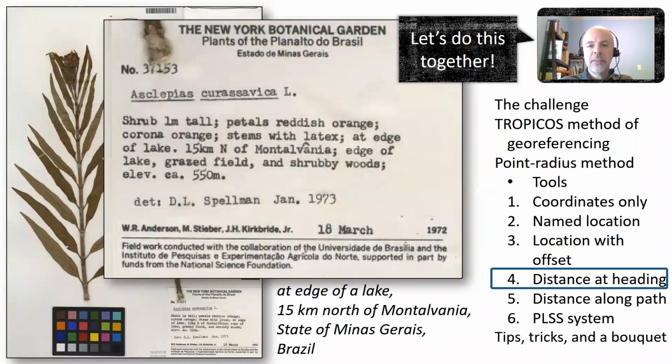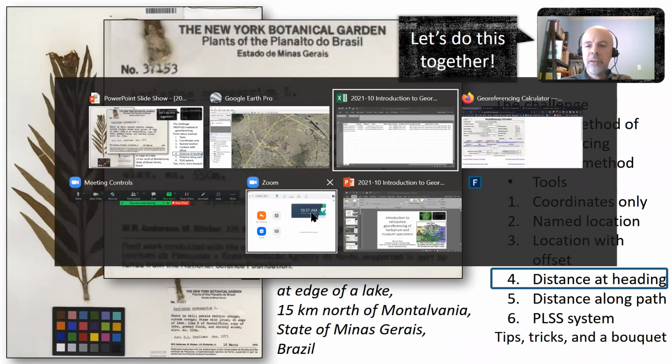Okay, the next type of locality description is distance at a heading. In this case, there's a lot of description, but I've transliterated it here. It says at the edge of a lake, 15 kilometers north of Montalvania, state of Minas Gerais, Brazil. So we'll go to our Wikipedia friend.